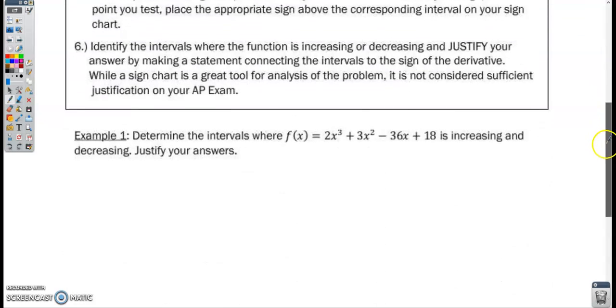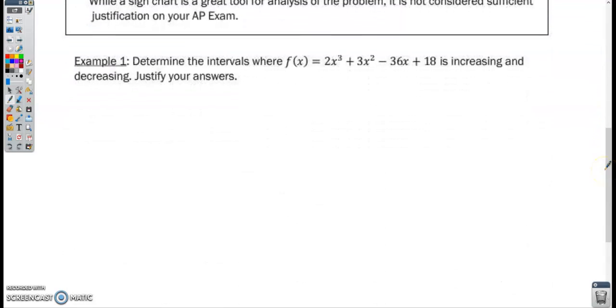Example 1. Determine the intervals where f of x is equal to 2x cubed plus 3x squared minus 36x plus 18 is increasing and decreasing. Justify your answers. So the first thing I need is the derivative. I'm not given the derivative in this problem, so I'm going to actually have to take the derivative of f of x. So f prime of x is equal to 6x squared plus 6x minus 36 as our derivative. So there's our first step. We've found the derivative of the function.